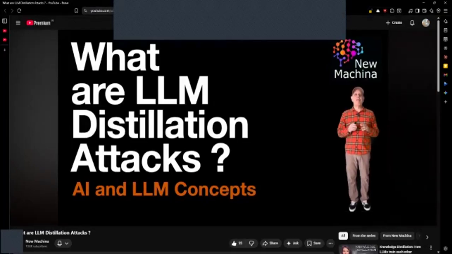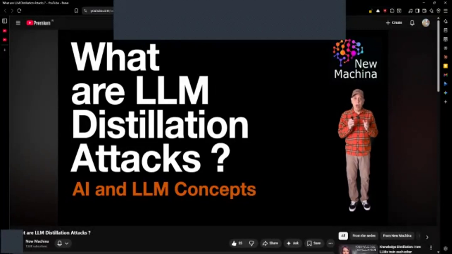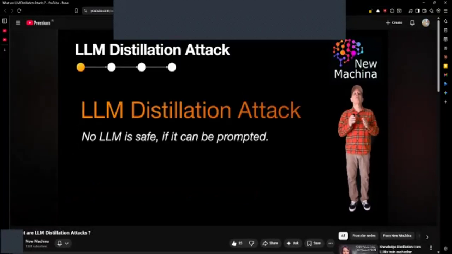Hello, how you doing? Have you heard the term LLM distillation attack and you're not quite sure you know exactly what this is? Well, if so, then watch along with me for the next few minutes and I will quickly get you up to speed. Okay, let's get started. So there's a saying, no LLM is safe if it can be prompted.